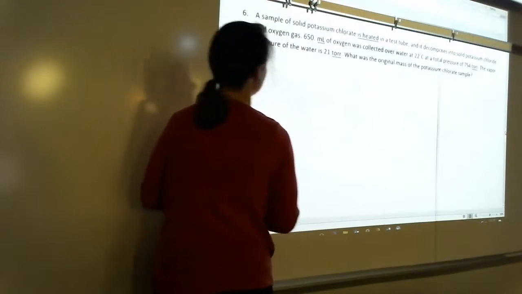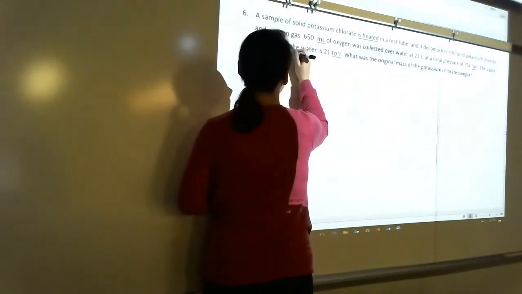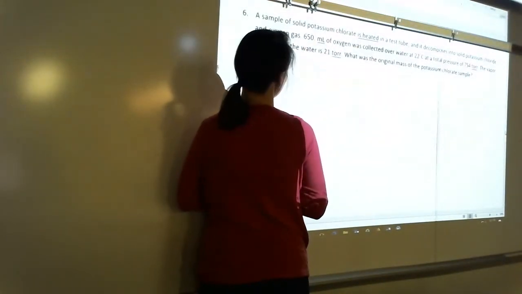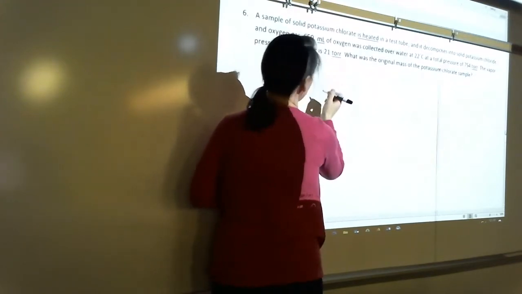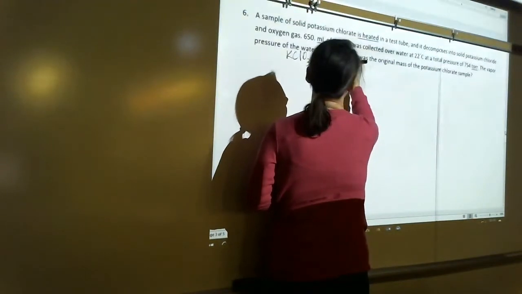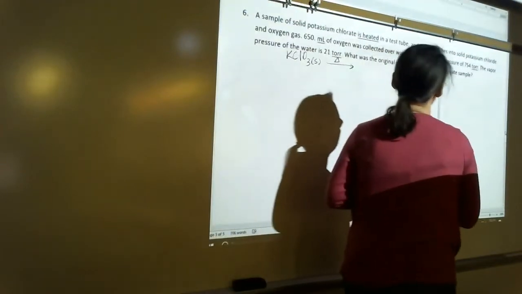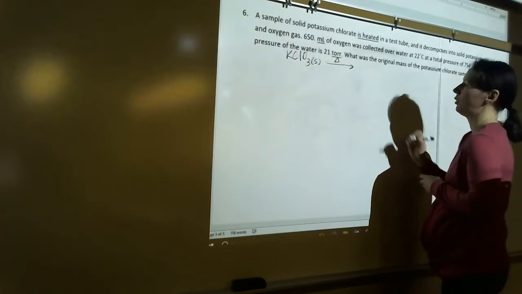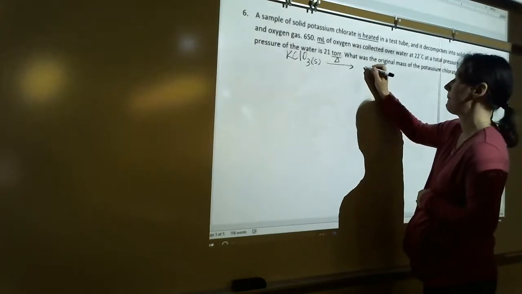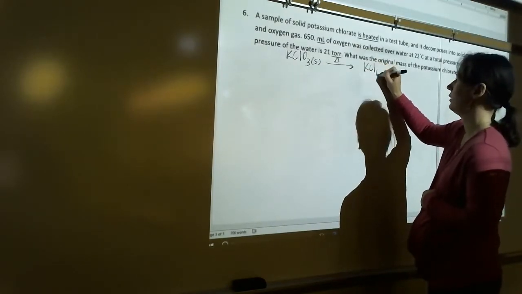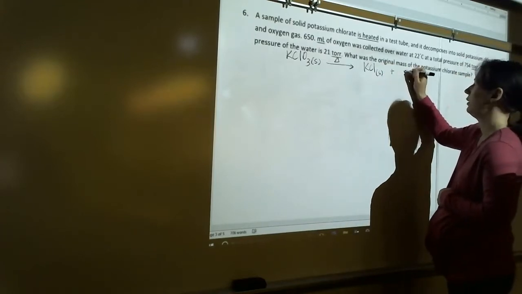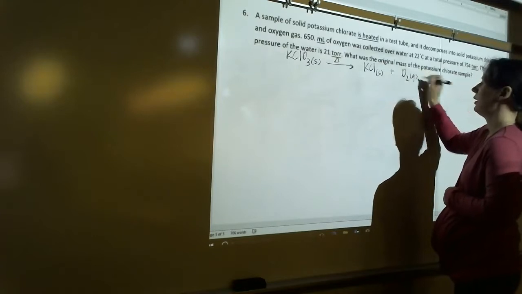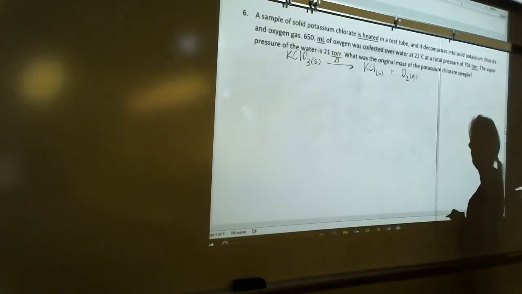What's the formula of potassium chlorate? It's K what? ClO3, right, solid. And we're heating it. So that's how we represent that we heat it. It's decomposing into potassium chloride, so what's that? KCl. And oxygen gas has what formula? O2. Is this balanced? What do we need to do to balance it?